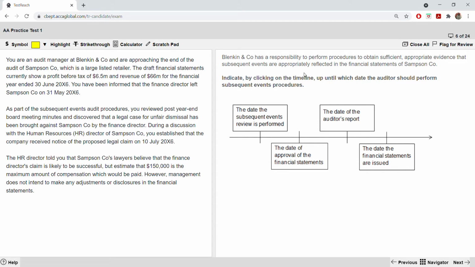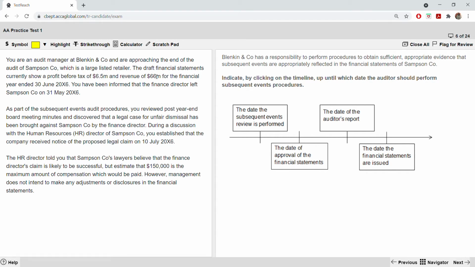So this is about subsequent events. Indicate by clicking on the timeline up until which day the auditor should perform subsequent event procedures. There are rules for this, until when they should perform. So let us read the case study. You are an audit manager and are approaching the end of the audit of a large listed retailer.